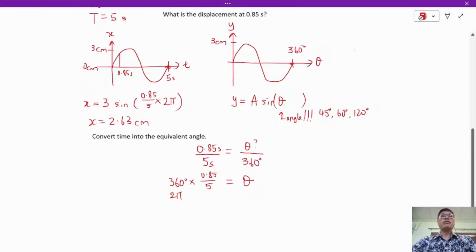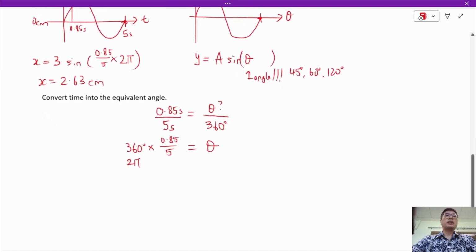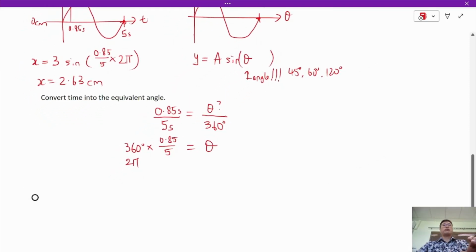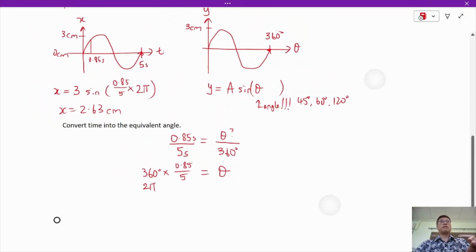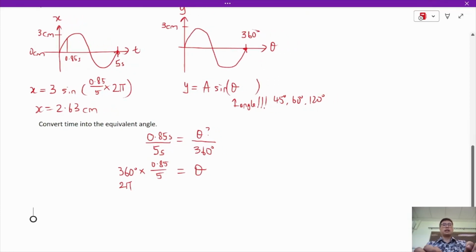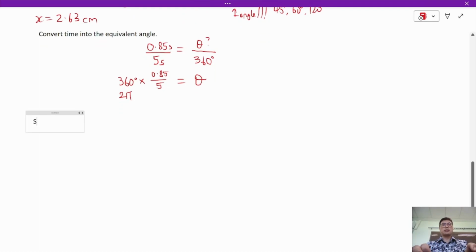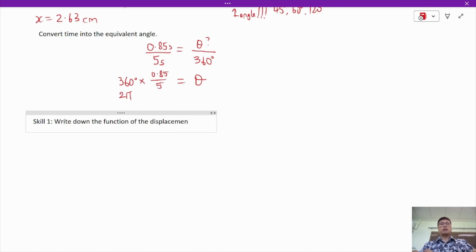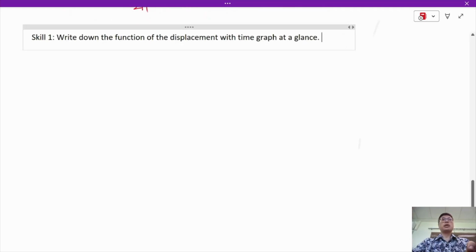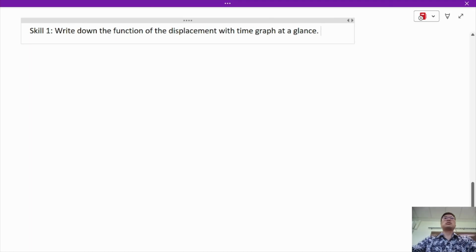So now what have we found? We have found a way to write down the displacement of the oscillation in sines and cosines. Wow, so now we have learned a skill. Skill number 1, we are able to write down the function of the displacement with time graph at a glance.